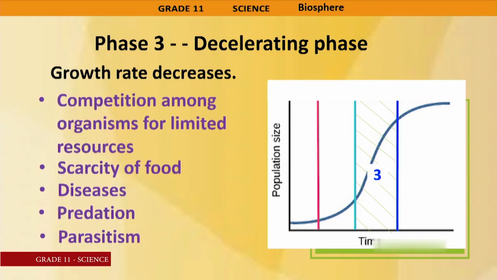Now, the resources become limited, as I told you. So, automatically competition arises among organisms, and scarcity of food, diseases, predation, parasitism, all these things happen when the population increases. So, that results in reducing the number of organisms in the population.